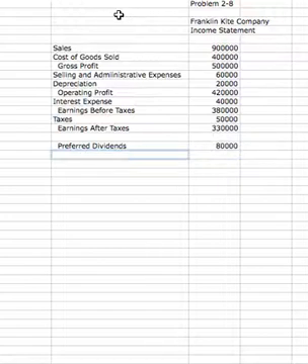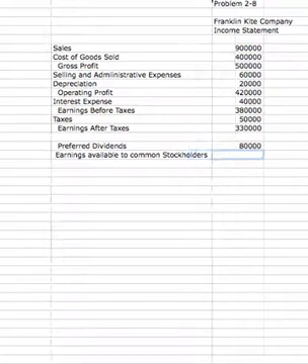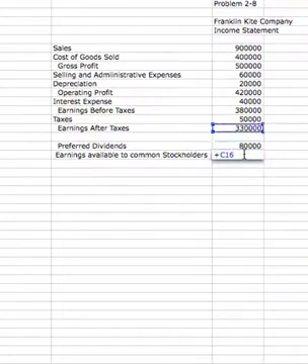And that leaves earnings available to common stockholders. Looks like we're going to have to widen that just a little bit. This number is earnings after taxes, minus preferred dividends. That leaves us with $250,000 available to common stockholders.